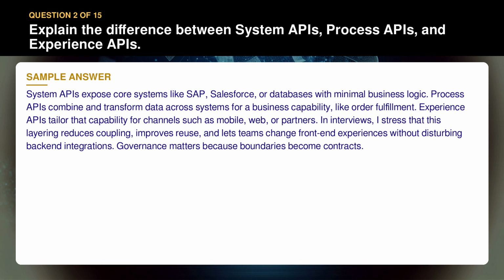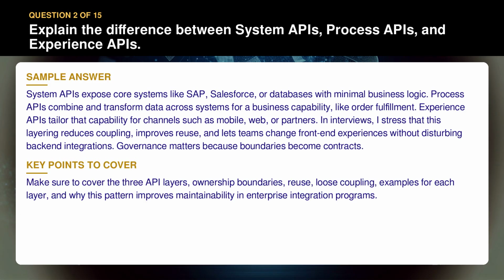In interviews, I stress that this layering reduces coupling, improves reuse, and lets teams change front-end experiences without disturbing back-end integrations. Governance matters because boundaries become contracts. Make sure to cover the 3 API layers: ownership boundaries, reusability, loose coupling, examples for each layer, and why this pattern improves maintainability in enterprise integration programs.